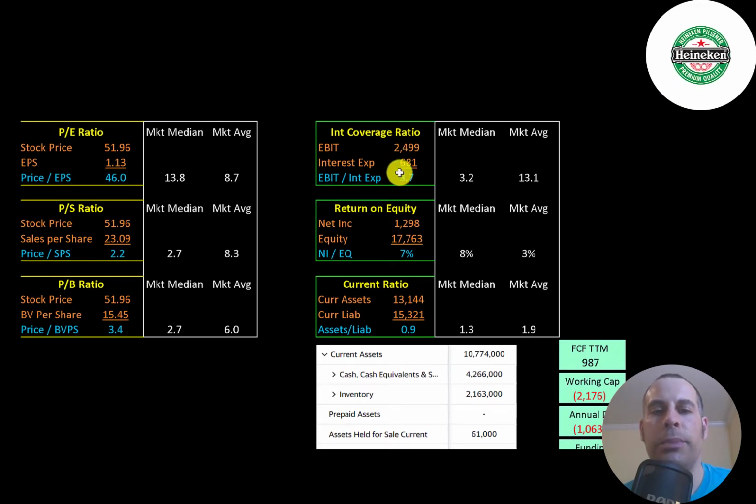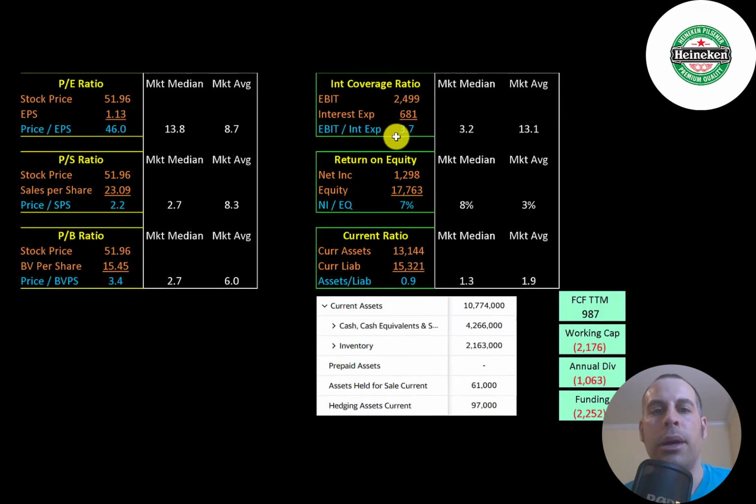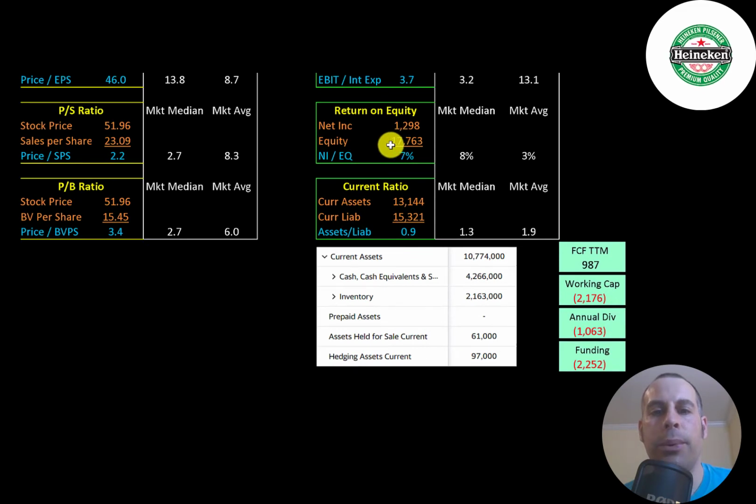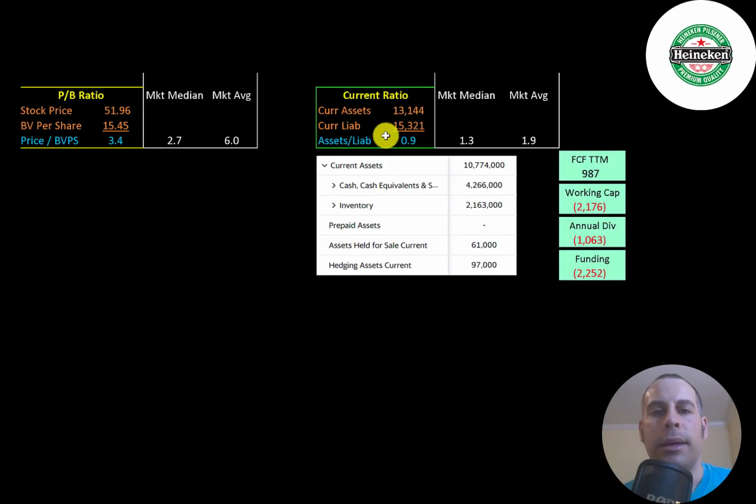Interest coverage ratio is EBIT over interest expense. They can cover their interest payments almost 4 times. ROE is net income over equity. They're at 7%. Current ratio is current assets over current liabilities. They can cover 90% of their current liabilities with their current assets. Their current assets are 4.3 billion euros of cash and 2.2 billion of inventory.